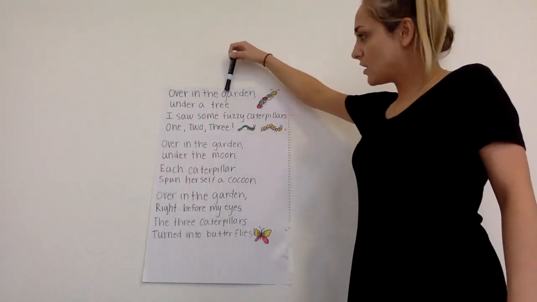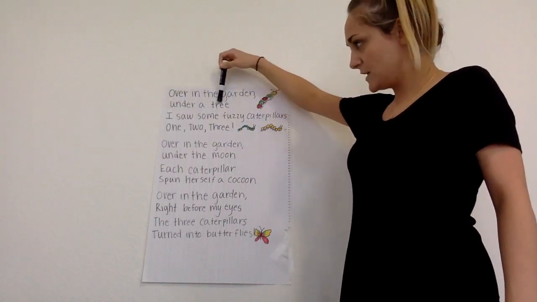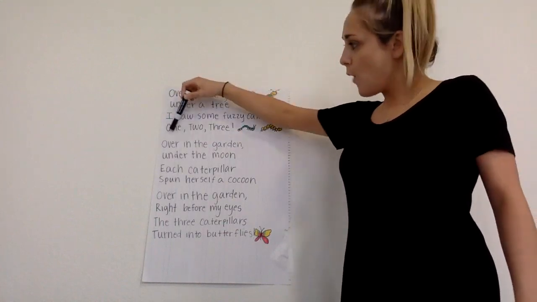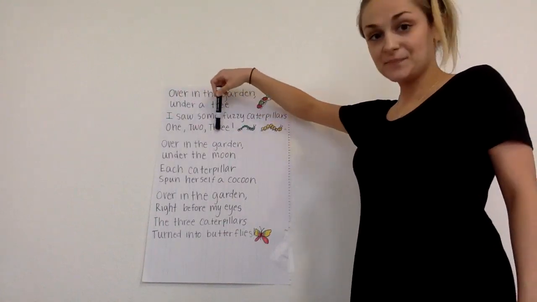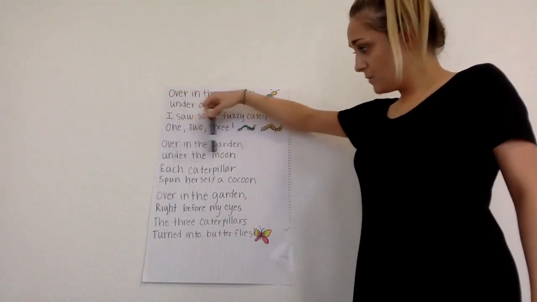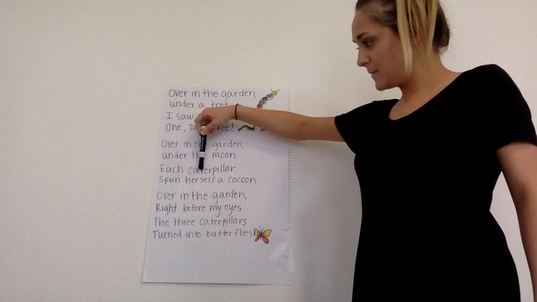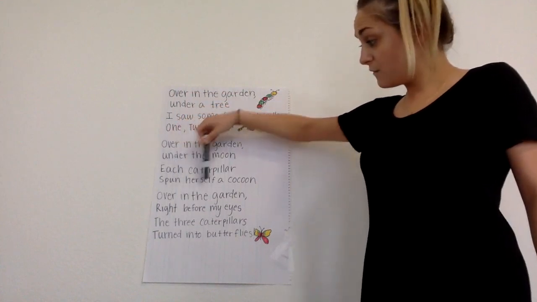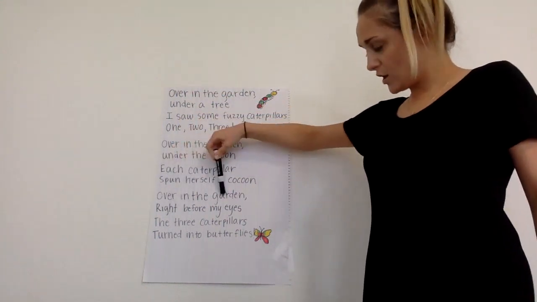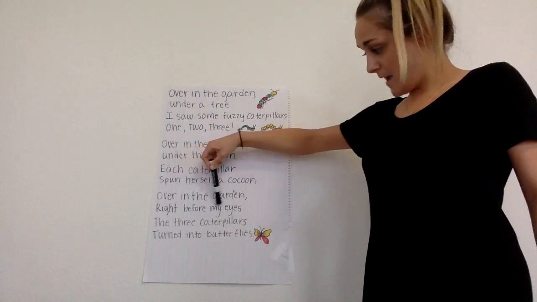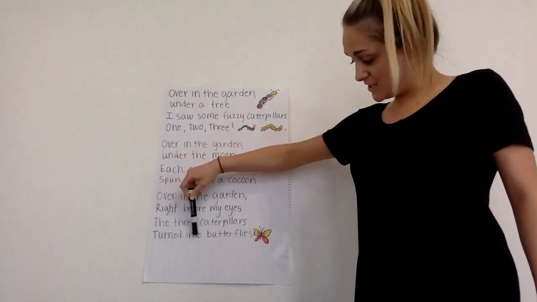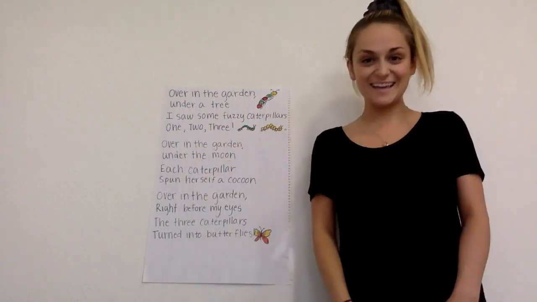Over in the garden, under a tree, I saw some fuzzy caterpillars. 1, 2, 3. Over in the garden, under the moon, each caterpillar spun herself a cocoon. Over in the garden, right before my eyes, the 3 caterpillars turned into butterflies.